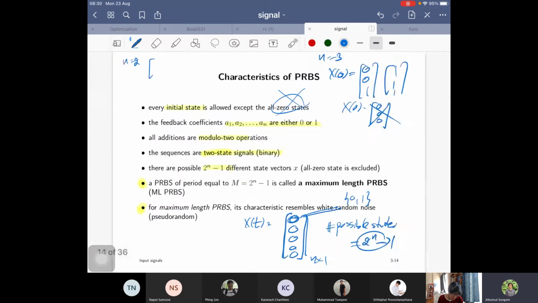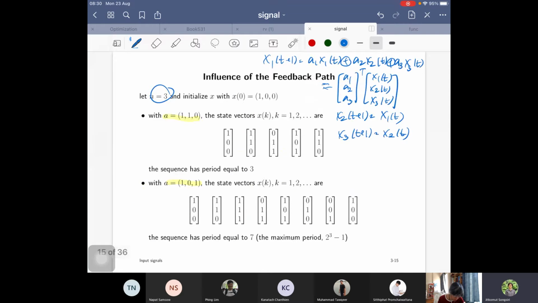Now look at this. This is what we start with. This is x at time 0. We start with 1, 0, 0. So for x2 at the next step, we take a look at x1 here. x2 is going to be received from x1 from the previous step, and x3 is going to be received from x2 from the previous step. What about x1?